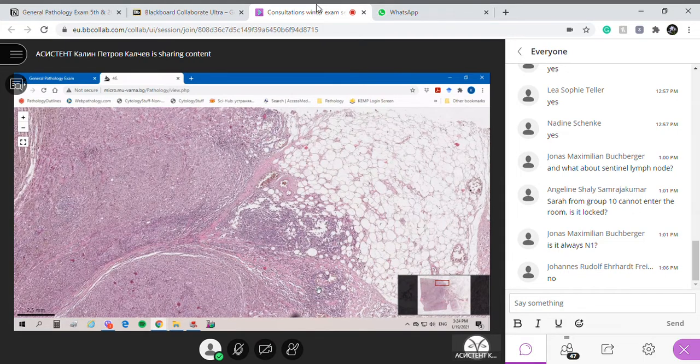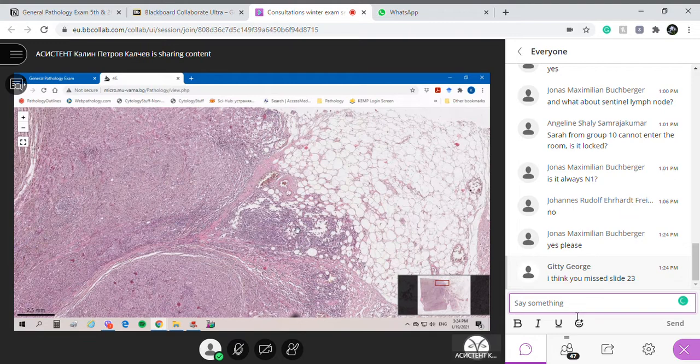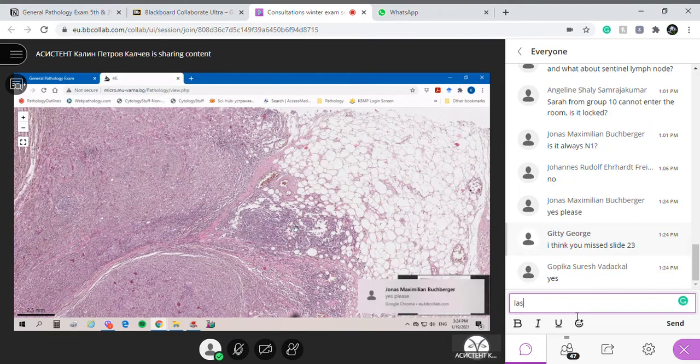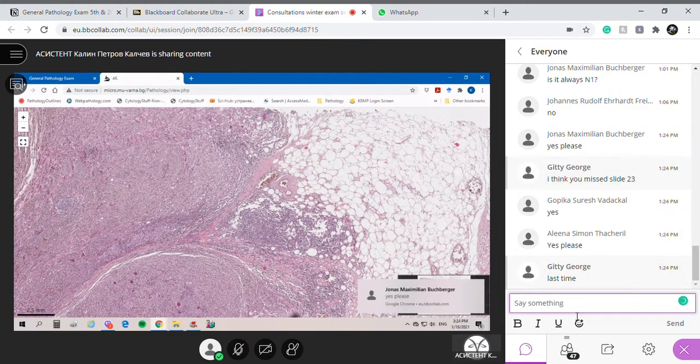Okay, do you have any questions about these specimens up to here? Do you want me to go through the specimens before slide 24, or they are clear to you? Do you have any questions about other topics of the material, about the exam? Do you think we have missed slide?